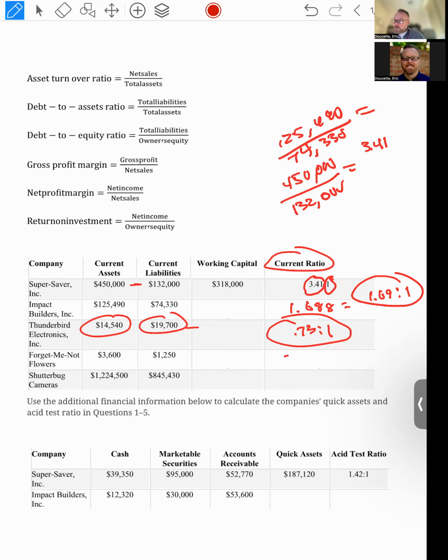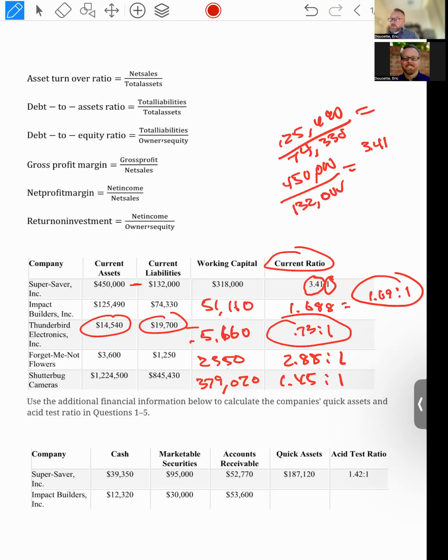This one is $2.88 to 1, and this one is $1.45 to 1 to pay off the debt. As far as working capital, this is 51,160. This one is a negative 5,160, and that's a negative. This one's $2,350 difference, and then this is $379,070 working capital. Working capital is the difference between your current assets and your current liabilities.